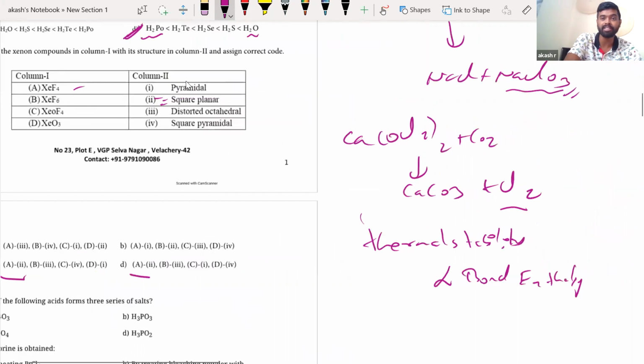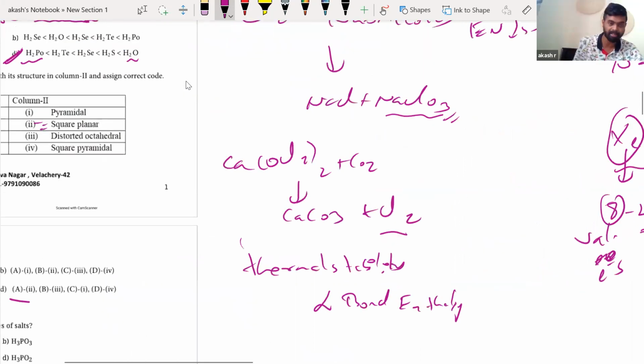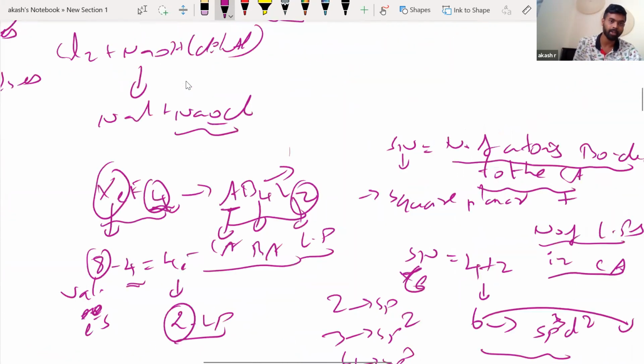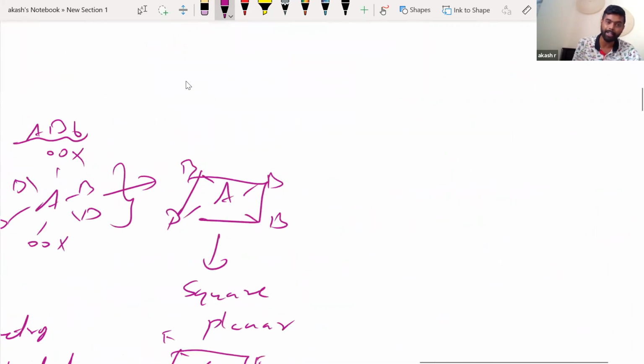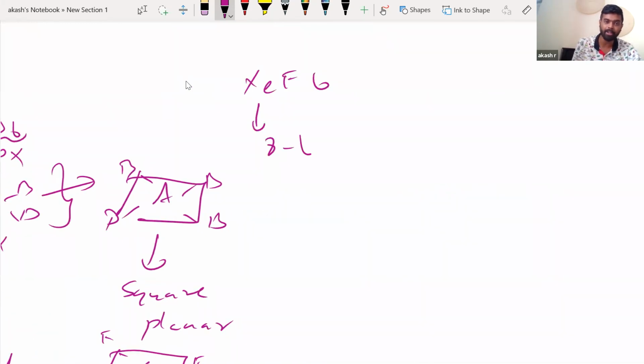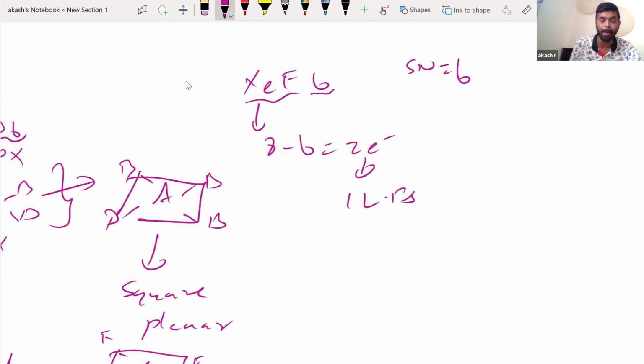Now, again, you have to do the same thing, people. XeF6. Now, I know this has 8 valence electrons, 6 are involved in bonding with fluorine. So 2 electrons are left out, so 1 lone pair. If you calculate the steric number for this, the number of bonding atoms is 6, and the number of lone pairs is 1.